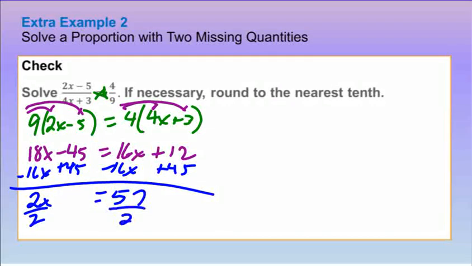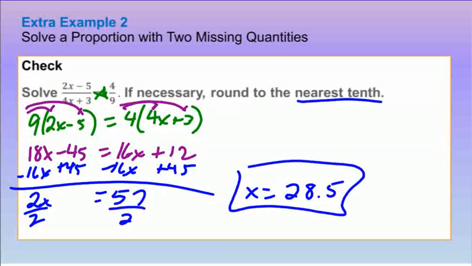If I divide this in half, x would be 57 divided by 2, which gives us 28.5. And it does say to the nearest tenth, but the exact answer is 28.5.